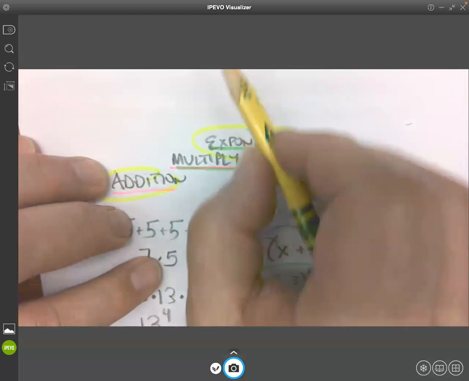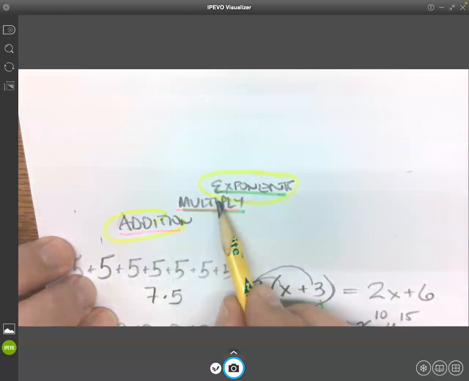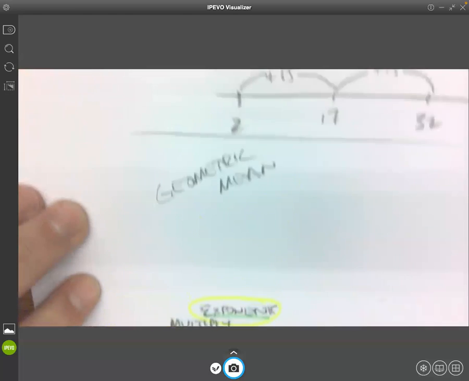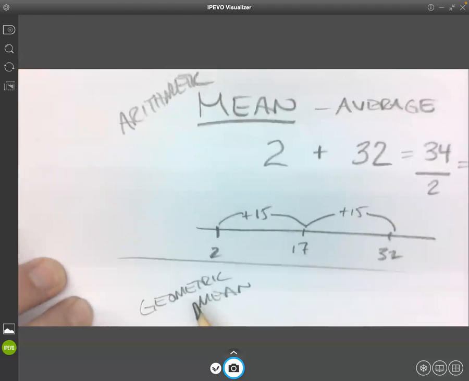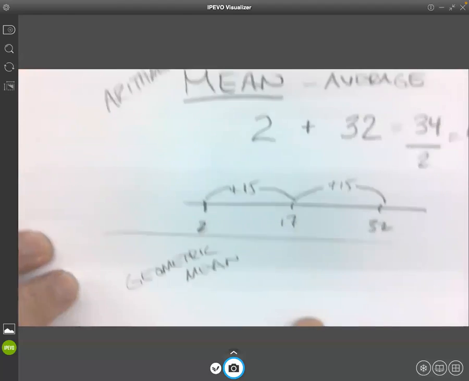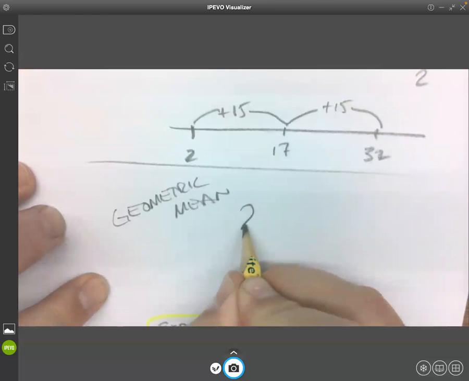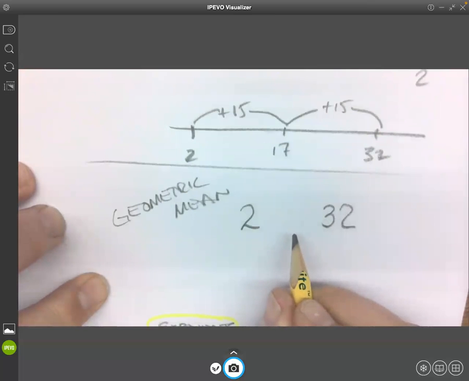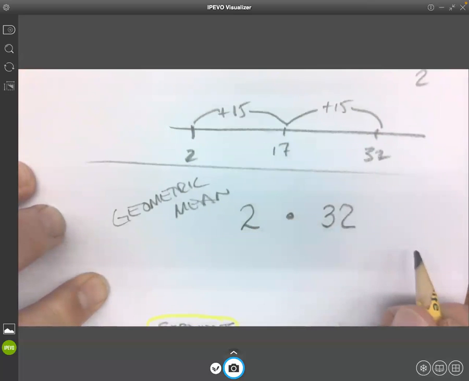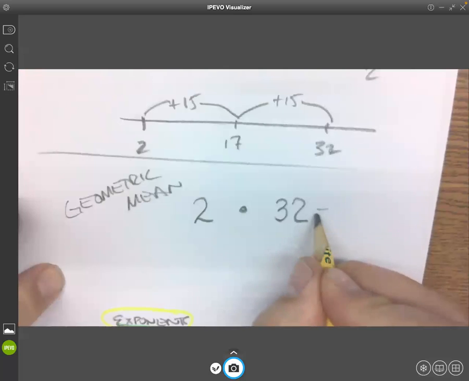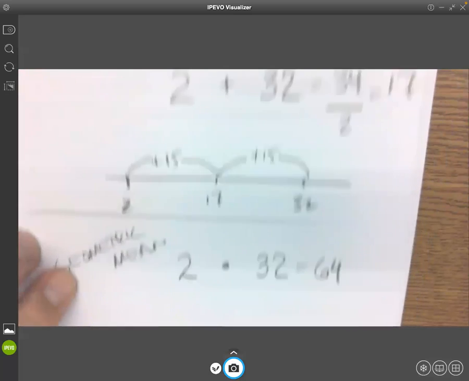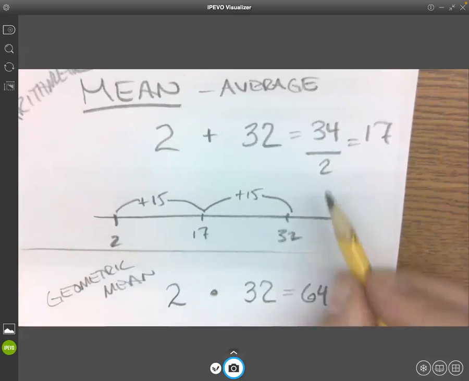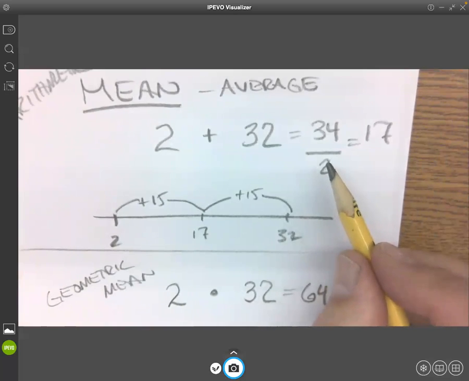So what I'd like to suggest is that just as multiplication is turbo addition, what we're going to be doing for the geometric mean is like turbo arithmetic mean. So instead of taking 2 and adding 32, what do you think we're going to do? Good. Multiply. And 2 times 32 is 64. Now for the arithmetic mean, we divided by 2. And let me describe what that did for us.